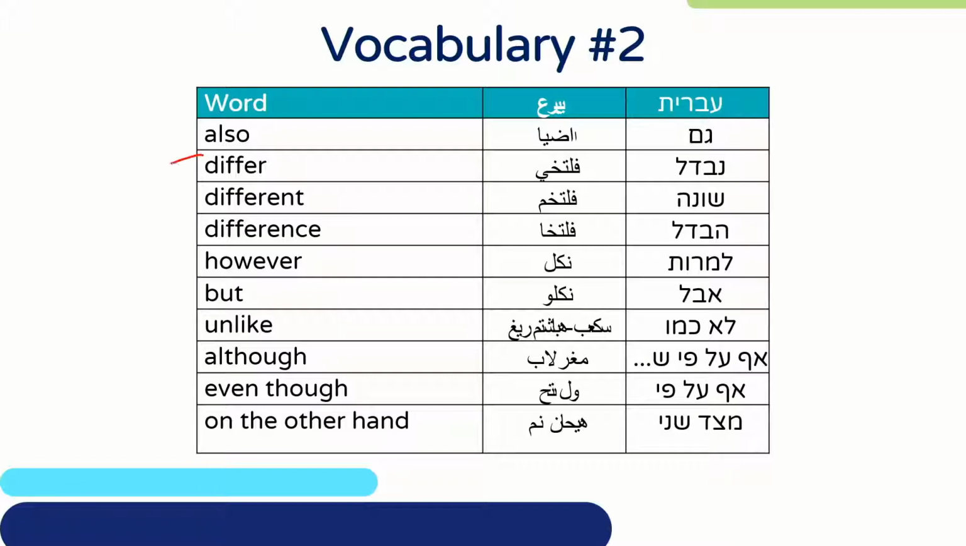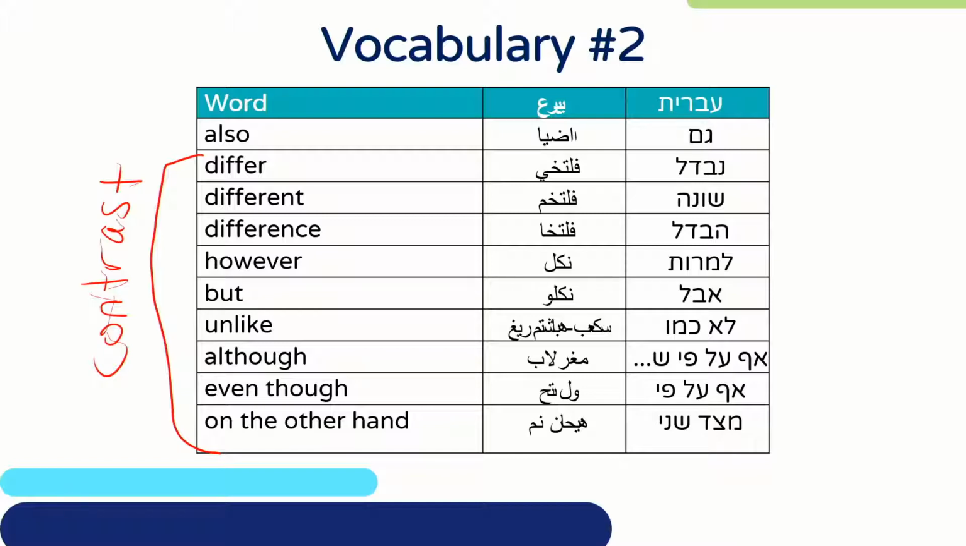Now from the word differ all the way to the end, all these words or phrases I use when I'm contrasting things, saying why they are different. So, let's learn them. Differ, נבדיל. Different, שונה. Difference, הבדל. However, למרות. But, אבל.